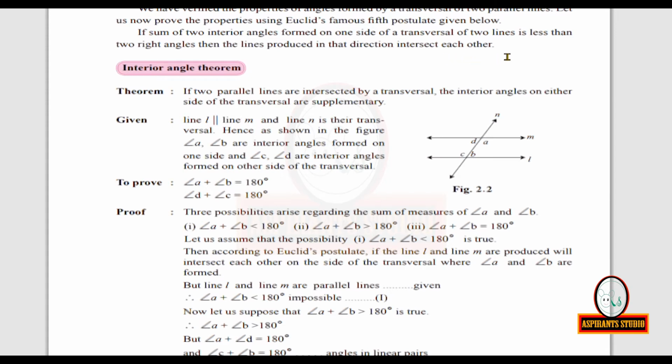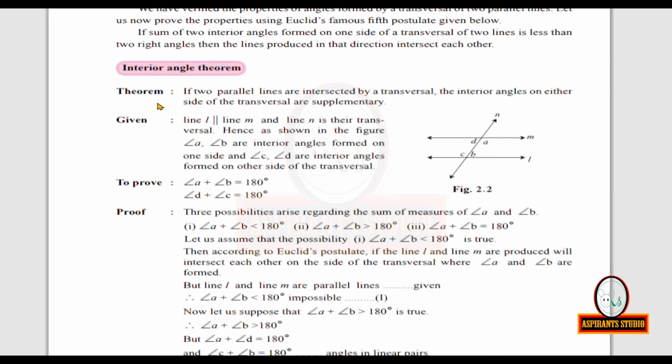This is Euclid's fifth postulate. Now, we are applying this fifth postulate of Euclid to prove the interior angle theorem. The theorem goes like this: if two parallel lines are intersected by a transversal, the interior angles on either side of the transversal are supplementary.